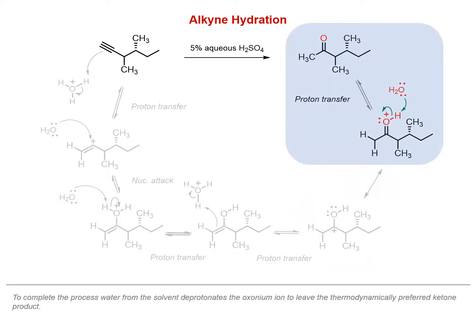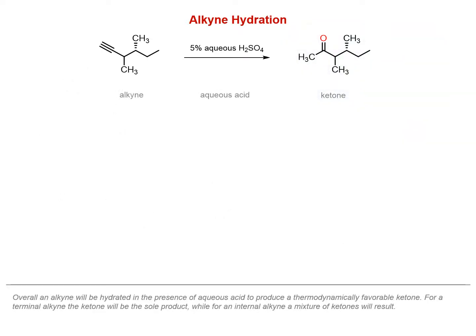To complete the process, water from the solvent deprotonates the oxonium ion to leave the thermodynamically preferred ketone product. Overall, an alkyne will be hydrated in the presence of aqueous acid to produce a thermodynamically favorable ketone. For a terminal alkyne, the ketone will be the sole product, while for an internal alkyne a mixture of ketones will result.